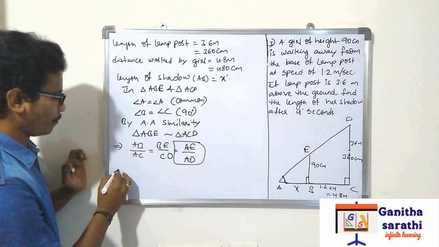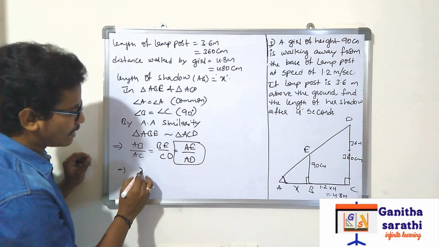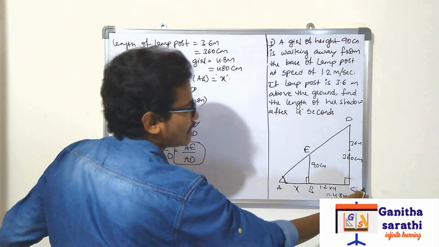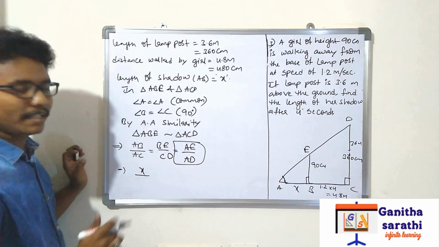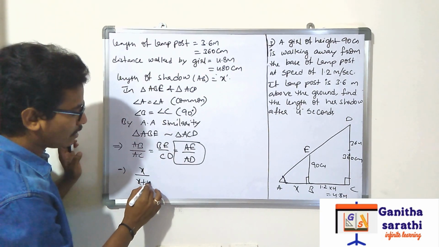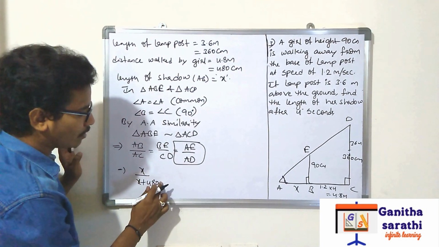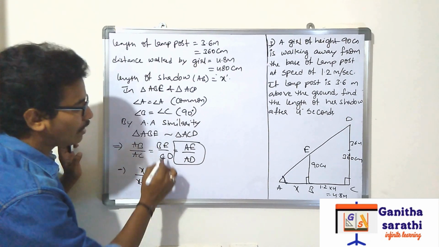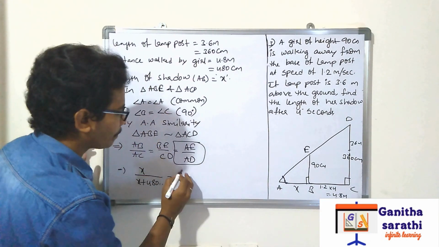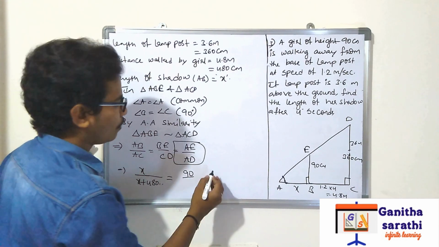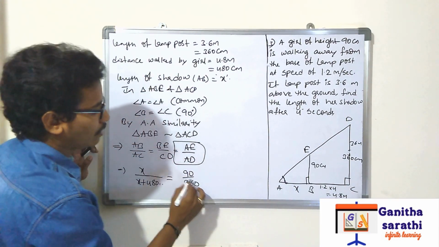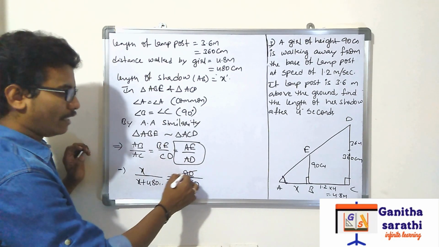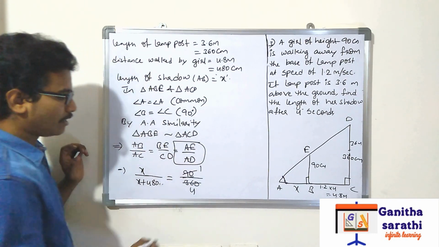Okay, take these two. What is the value of AB? X. What is the value of AC? AC means X plus 4.8. 4.8 means 480 centimeters, so you can write X plus 480. AB over AC, X over X plus 480, is equal to BE over CD. What is the value of BE? 90. What is the value of CD? CD is 360. Got it?